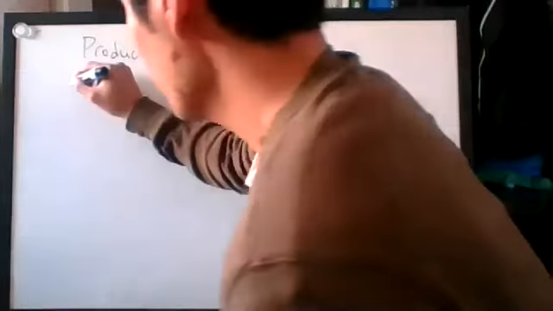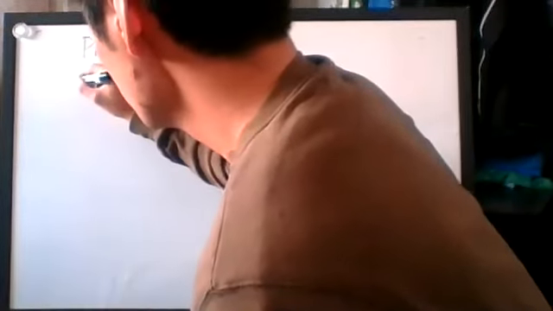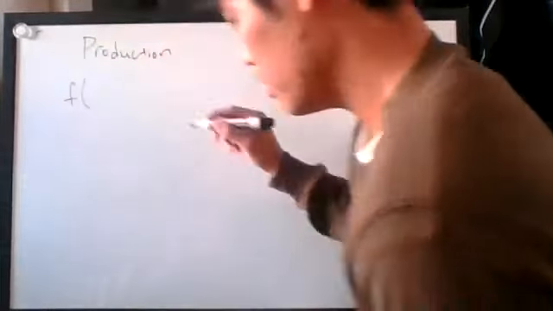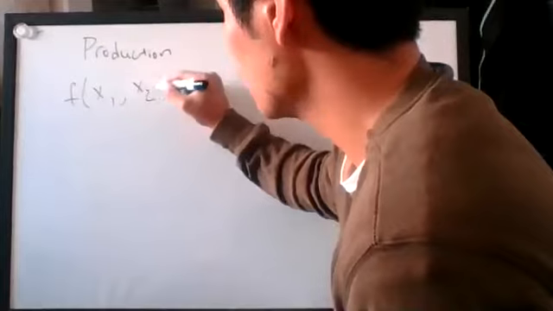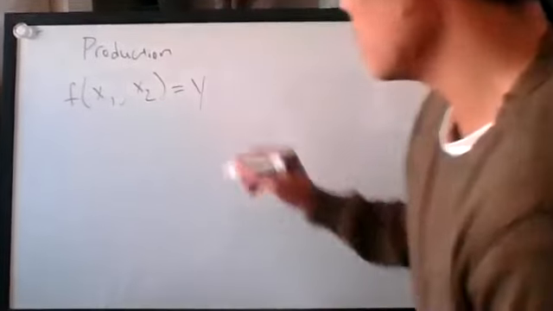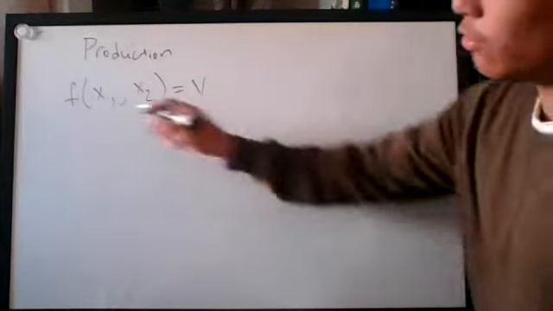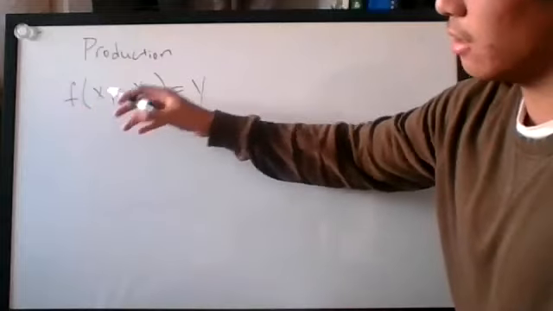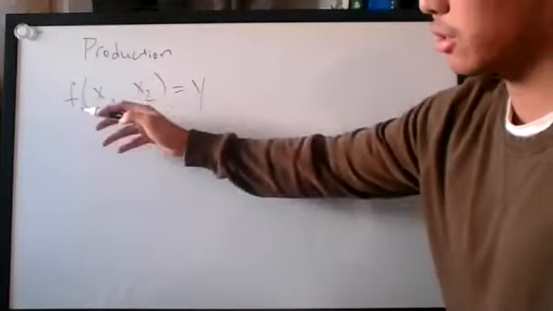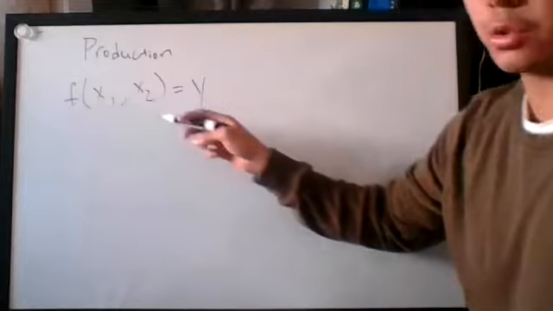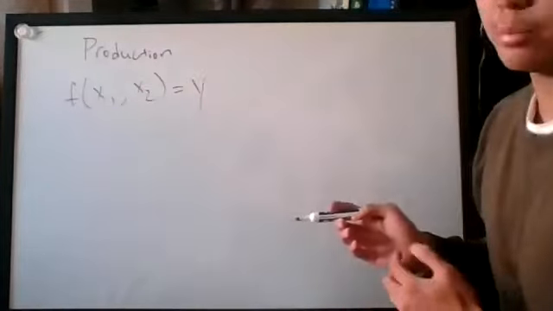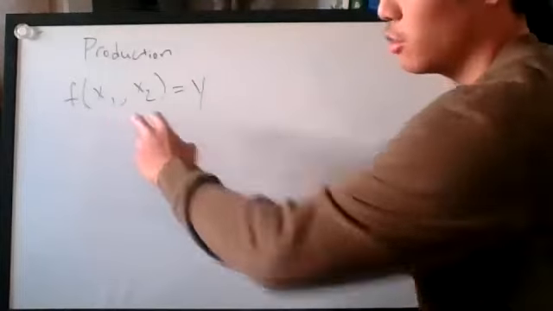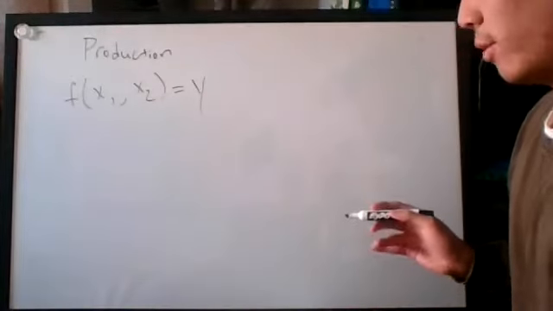So we have something called a production function. The production function is going to look something like this: f of x1 and x2, and we're going to say that this is equal to y, right? And hopefully you are starting to see the pattern. With consumption, we were measuring utility, but now we're just measuring straight output. How much can we produce? So y is production, given that we have 2 inputs, x1 and x2.